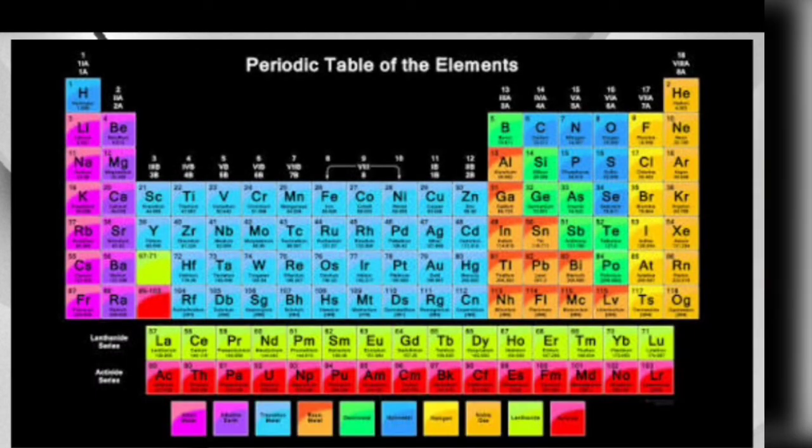Now see the periodic table of the elements. Here is the S block element, here is the D block element, and here is the P block element. Here is the F block element. The first row is the lanthanide series and the last one is the actinide series.